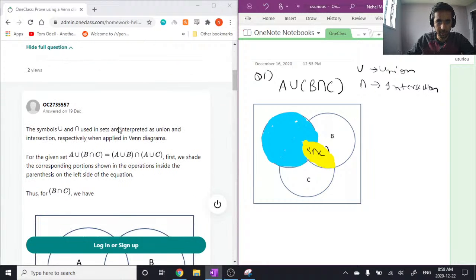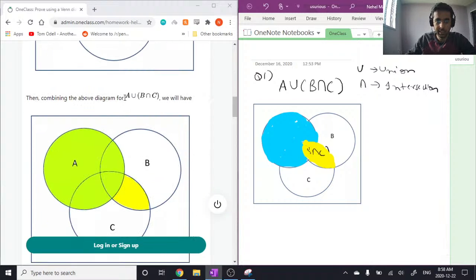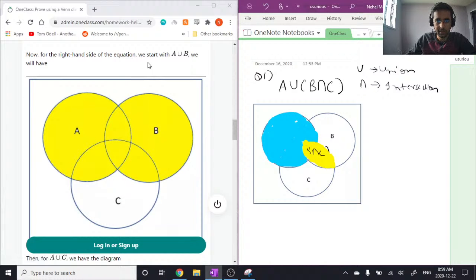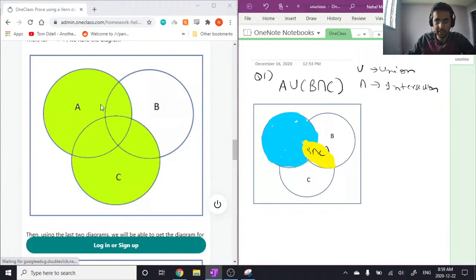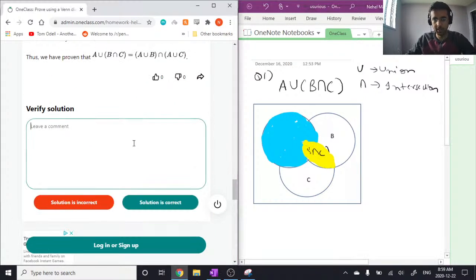Okay. So we're going to just go through the solution as shown here. They have solved for the bracket first, which is B intersects C, which is this portion. Then the union of that with A is all of A plus B intersects C, which is the left hand side. And for the right hand side, we have A union B, then A union C, and then their intersection. So that's correct, and both are the same. So the solution is correct.